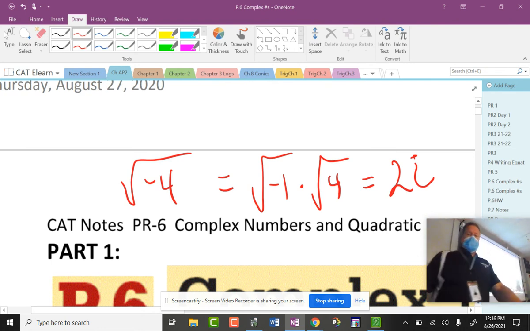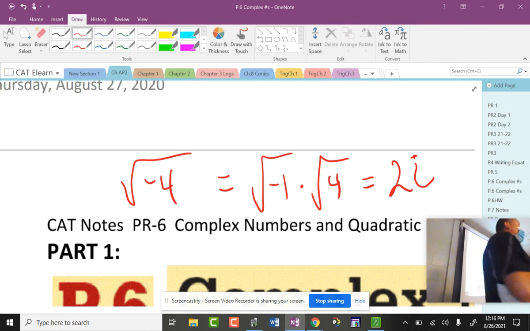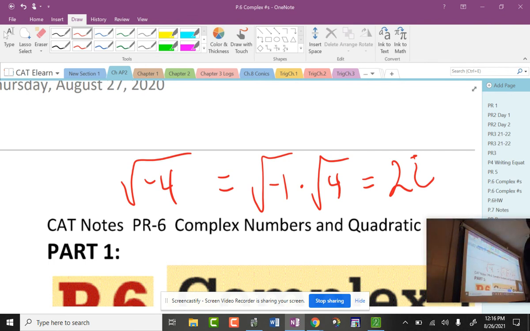Now you may think this is stupid or whatever. I'm going to tell you right now, imaginary numbers are why electrical engineers can figure out what they're doing.